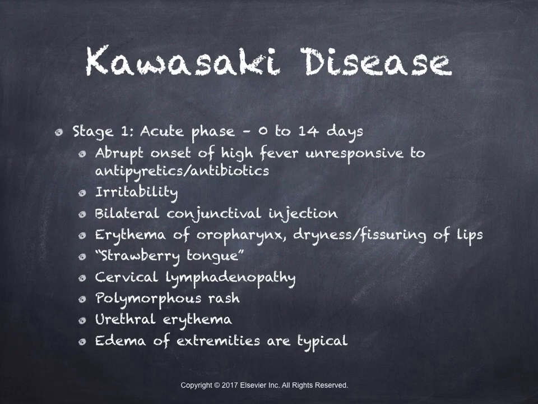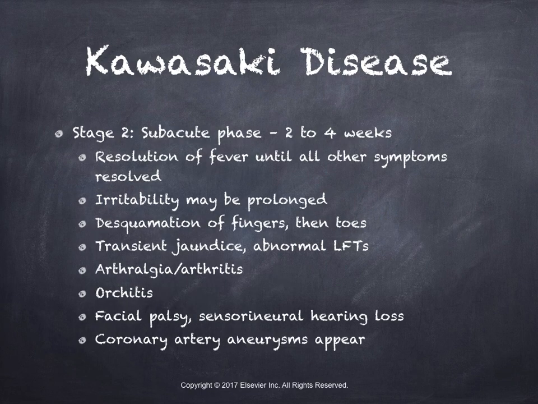There's usually a 2-stage process. So the acute phase lasts from 0 to 14 days, where they have the abrupt onset of high fever, which tends to not be responsive to antipyretics or antibiotics. They're quite irritable. They have the bilateral conjunctival injection, erythema, fissuring of the lips, a strawberry tongue, the rash, the adenopathy, and edema of extremities.